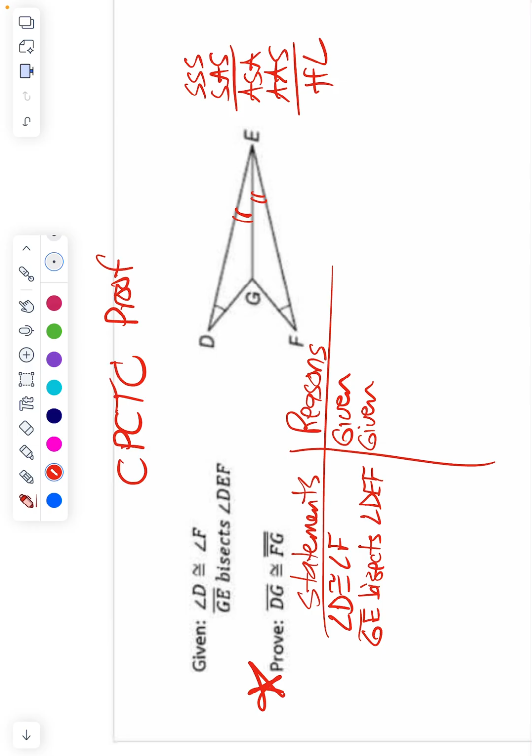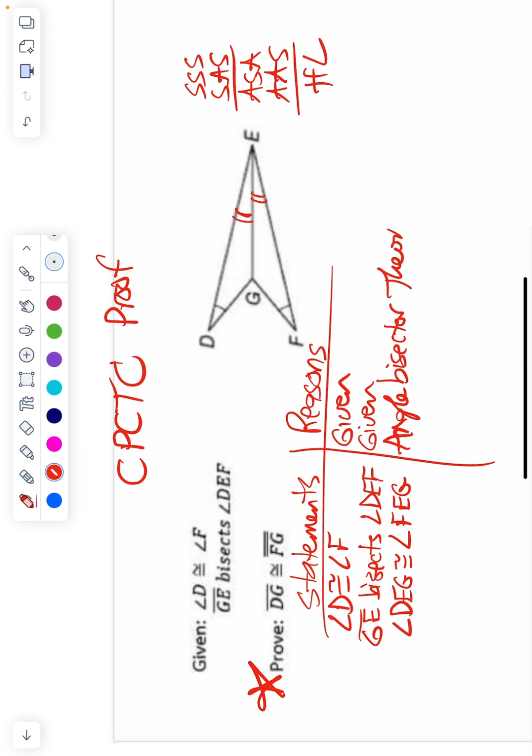So I need to say angle DEG is congruent to angle FEG. Again, make sure you do the correct order in terms of which pieces correspond. Why was I able to write that line in my proof? Awesome. Angle bisector theorem. That one doesn't really have an abbreviation because, I don't know. I suppose we could, but.